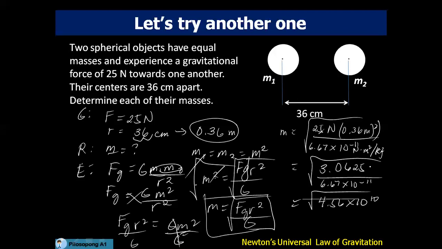So that is, you imagine that's times 10 raised to 0 minus negative 11. So the 11 at the denominator will become a positive sign. So having the square root of 4.56 times 10 raised to 10, we'll have a final answer of 2.14 times 10 raised to 5 kilograms. So these are the masses of the two objects respectively.